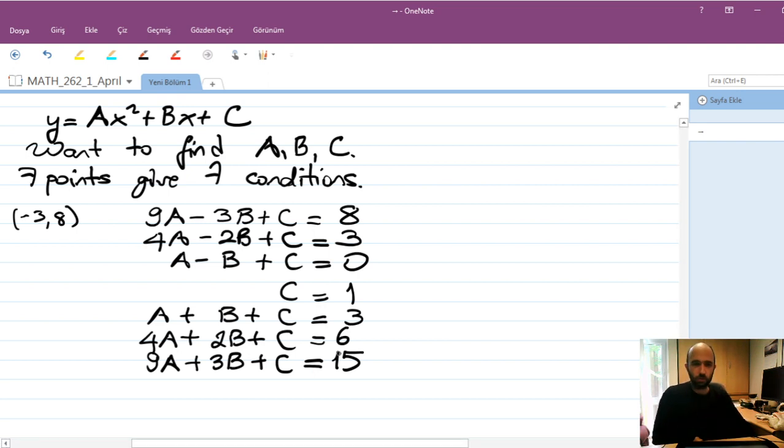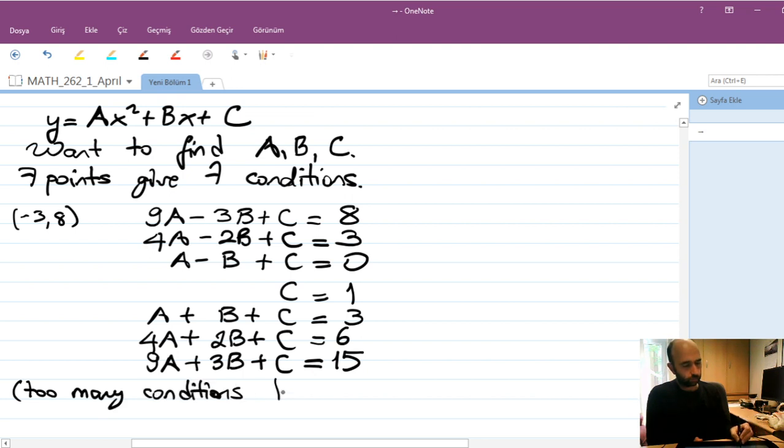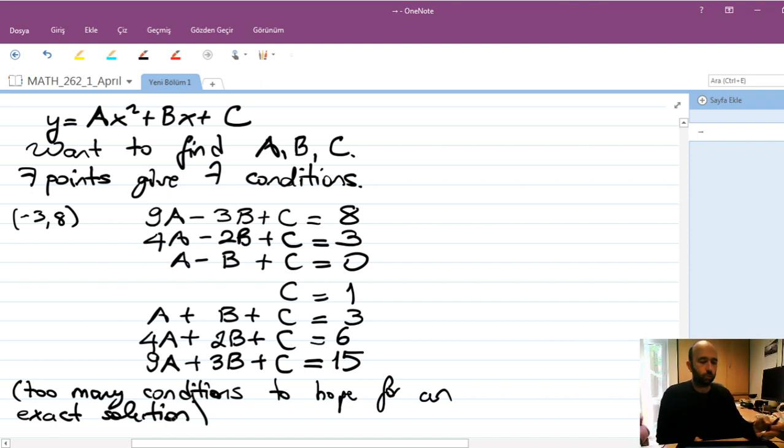So you have 7 equations and 3 unknowns. This is obviously too much to ask for. So, I mean, you have too many conditions to hope for an exact solution. And it's not hard to show that this system has no solutions. You just start from somewhere like c equals 1, then play with these other equations, and what you will get will cause a contradiction in some of the other equations. Let me not do that, but that's quite simple. Okay, what do we want to do then?